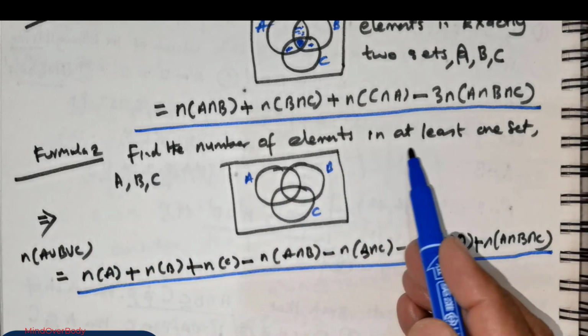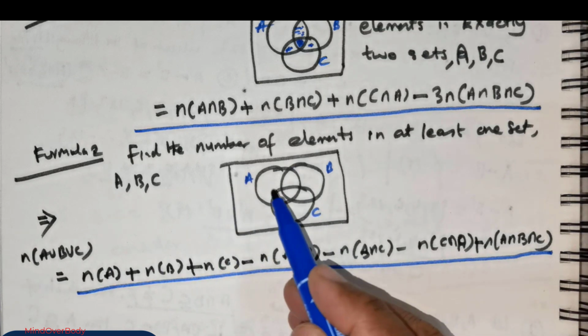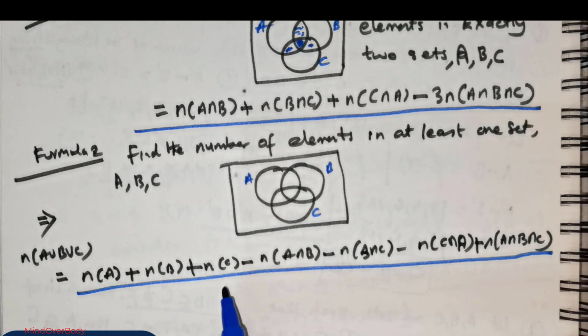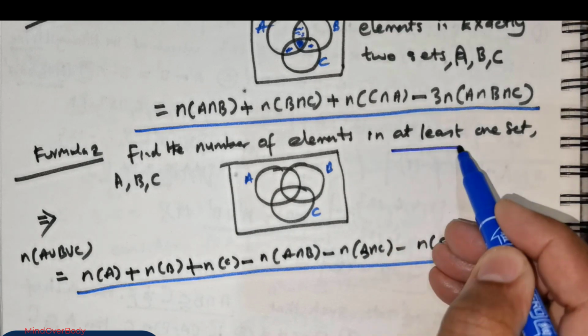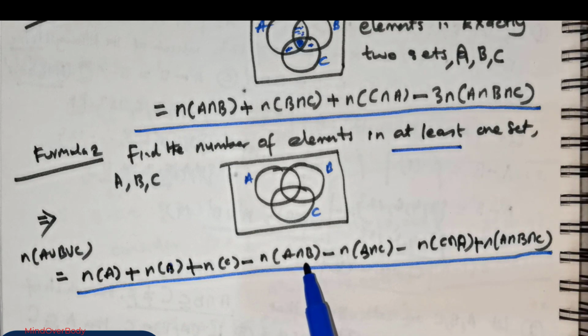Now there is another formula that I wish to give you all. Find the number of elements in at least one set. You're given A, B, C and they are actually having an intersection among themselves. Now this is the formula which we would have to use if the requirement is to find the number of elements in at least one set. That would mean it can be more than one set, right? So the formula is n of A plus n of B plus n of C, negative n of A intersecting B, negative n of B intersecting C, negative n of C intersecting A, plus n of A intersecting B intersecting C. So that is the formula which we would use.